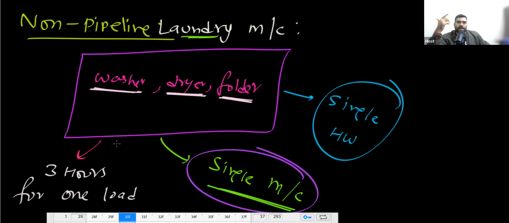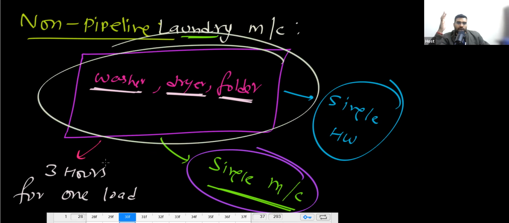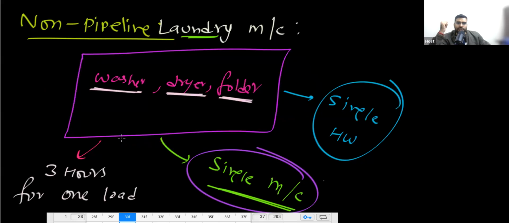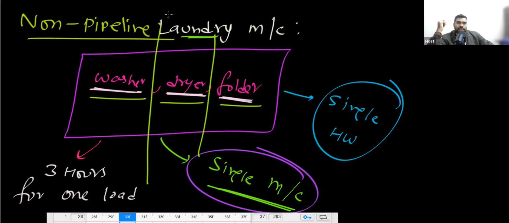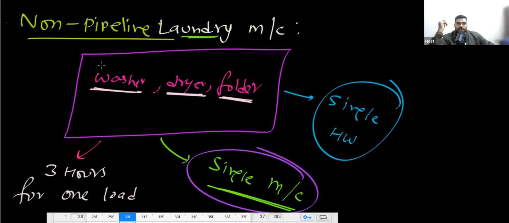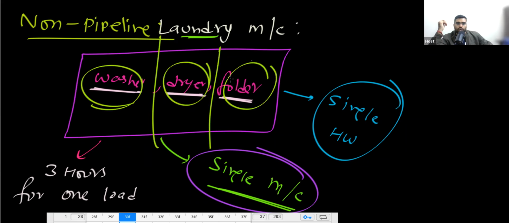In your house you have this washing machine. Can you use it as a pipelined machine? You cannot, because it is a single entity, a single hardware, a single machine. So what will you have to do? If you want a pipelined laundry machine, then you will have to divide these facilities into 3 hardware. Do you agree?